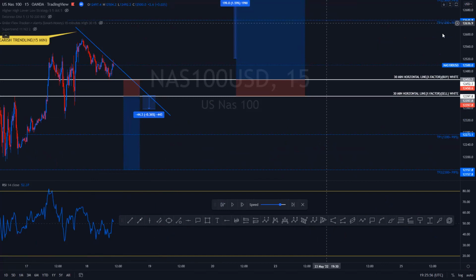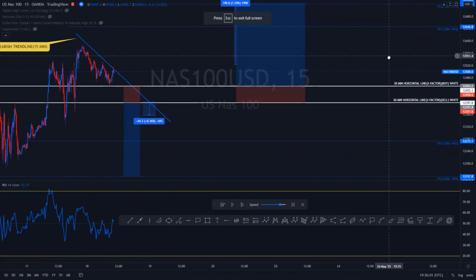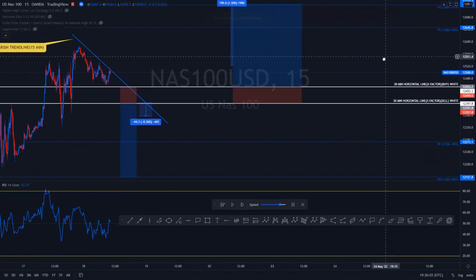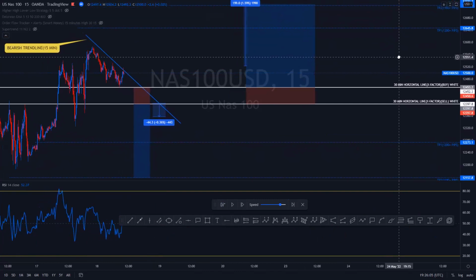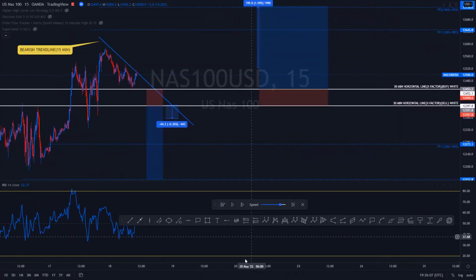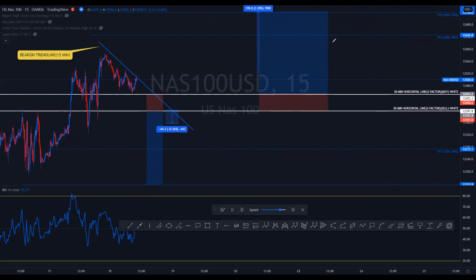But I'm going to show you how I got in. So I identified the trend first. I concluded that it was bearish. So I drew a little note here that said bearish trend line here. That's my trend line. So the very next thing that I also did was locate the order blocks.